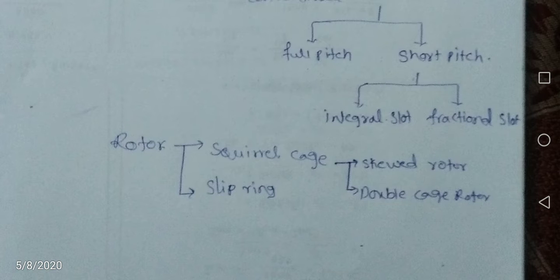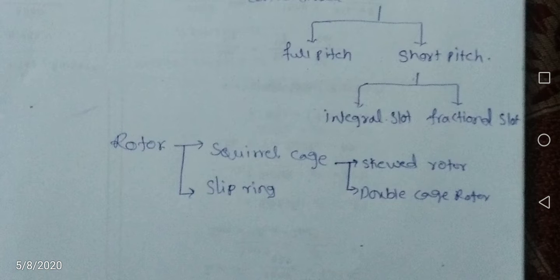So we go for another method, called the double cage rotor. The skewed rotor and double cage rotor are modified structures of the squirrel cage rotor. A double cage rotor has two cages, an inner cage and an outer cage. The outer cage area is less and the inner cage area is more. When the area is less, resistance is more, so the outer cage has more resistance and very less reactance.